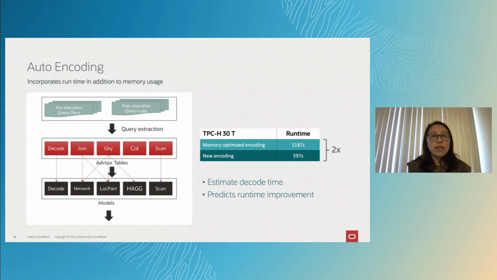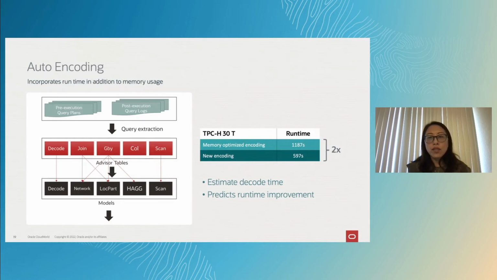So in that sense, we have auto encoding, which is similar to auto data placement. We look at the past queries that have been run on the system and look for any opportunity to improve the performance and also the memory usage for the system.